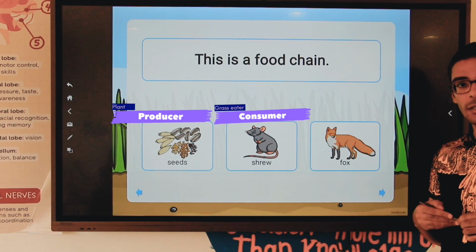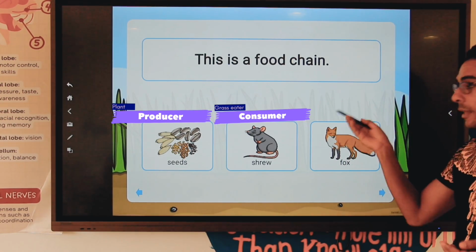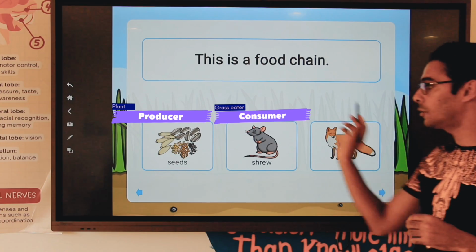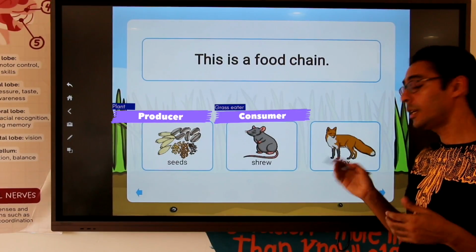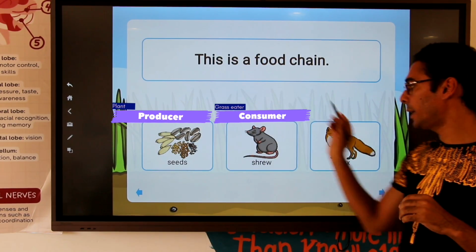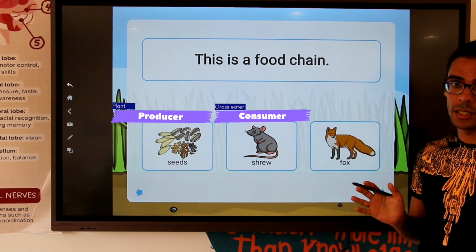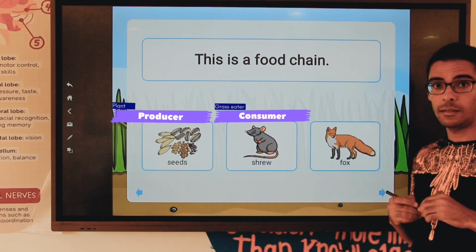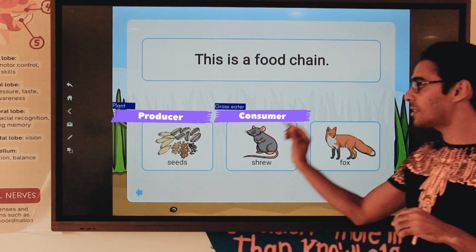Another animal here is the fox. The fox needs to get the energy, and the fox doesn't need to eat plants. So the fox here needs energy. This energy cannot be consumed from the plant directly because the fox is not a grass eater. So how does the fox get the energy? I guess by eating this animal.